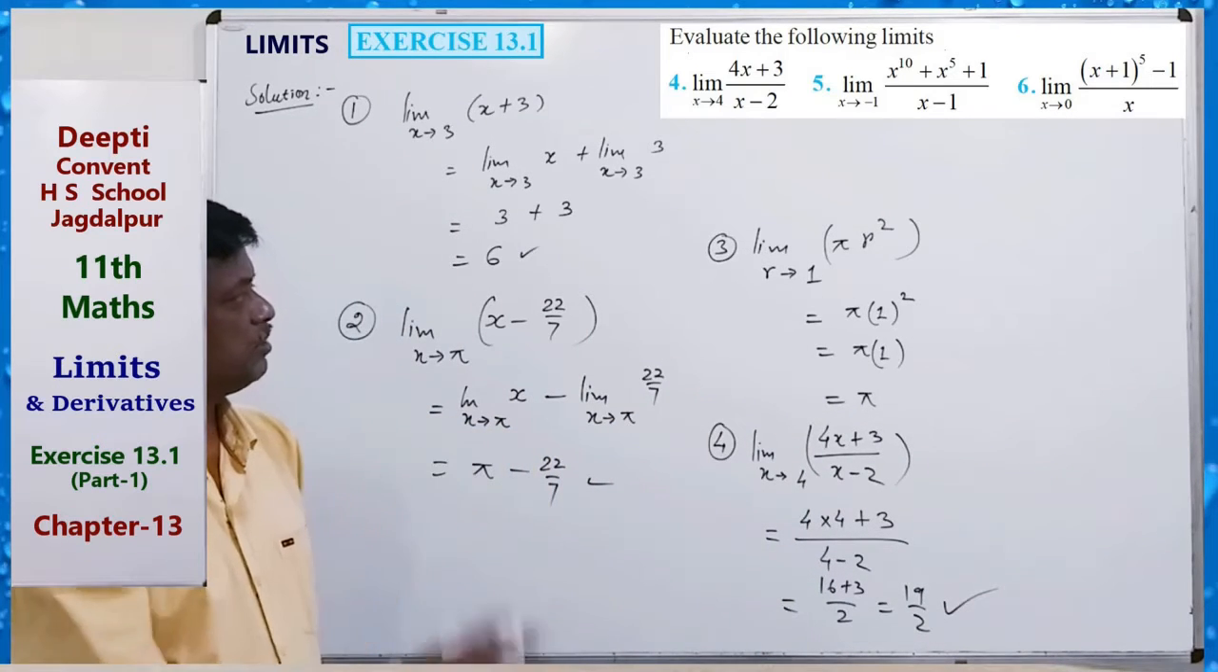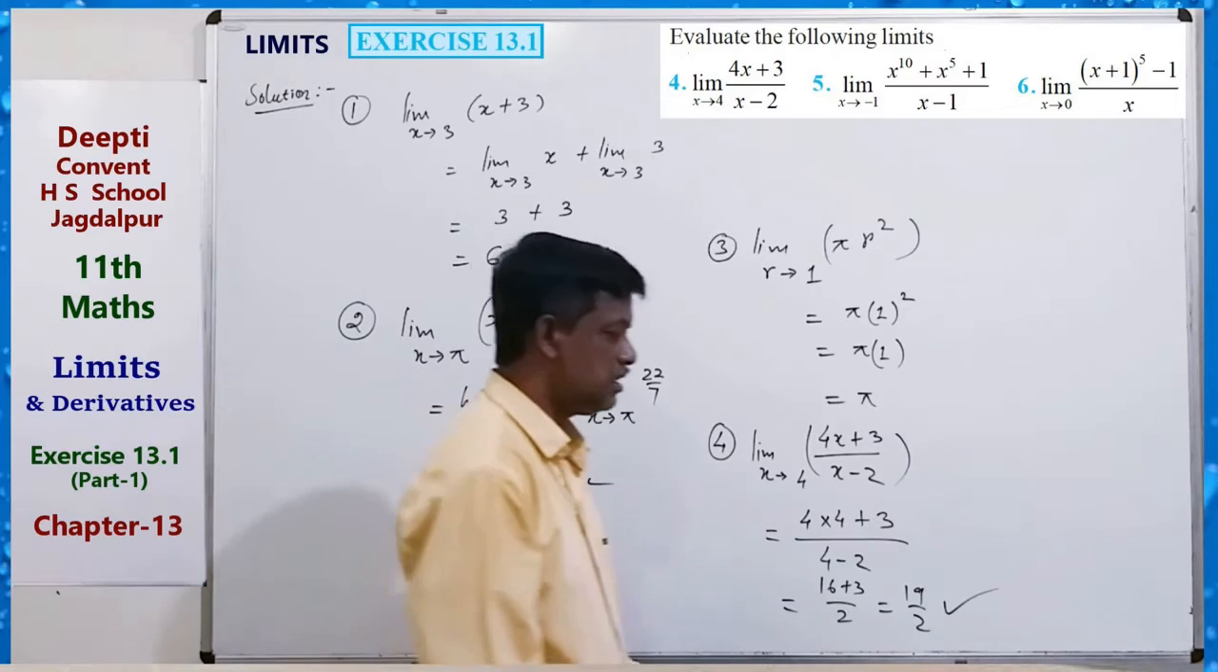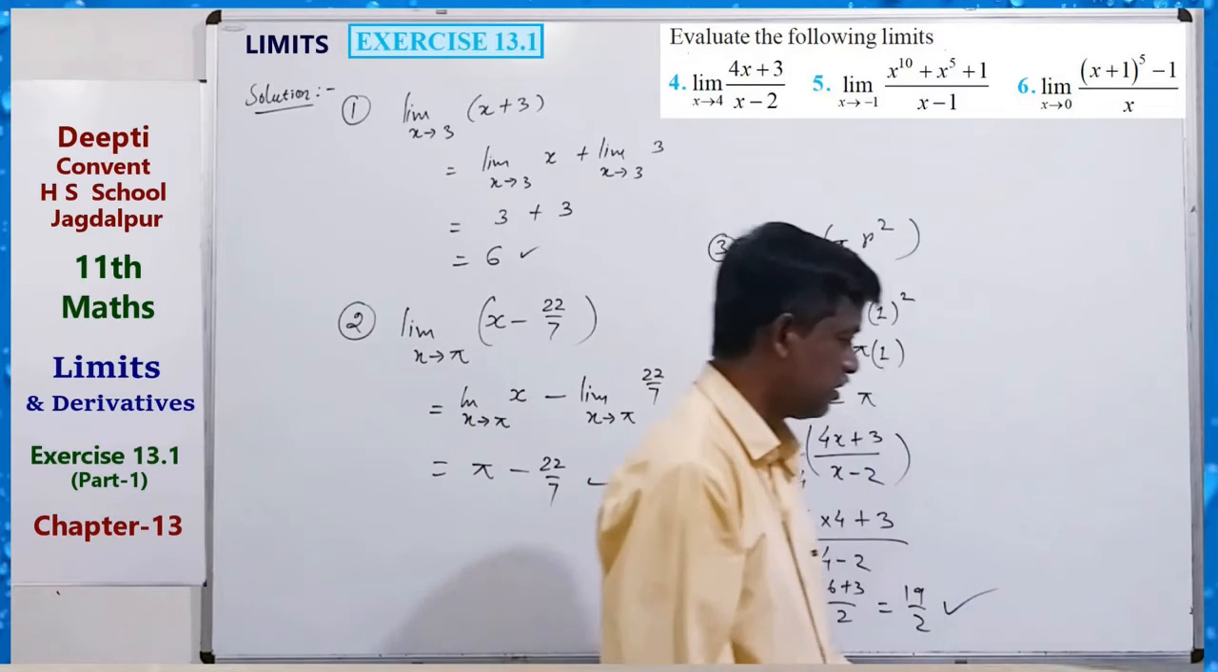So just put the value. If you can get a definite value, that is the limit. Now question 5.